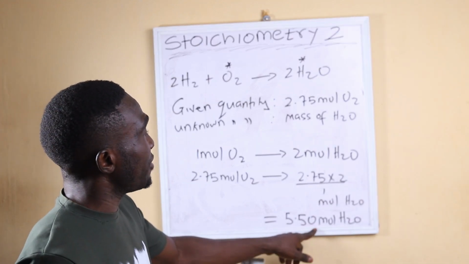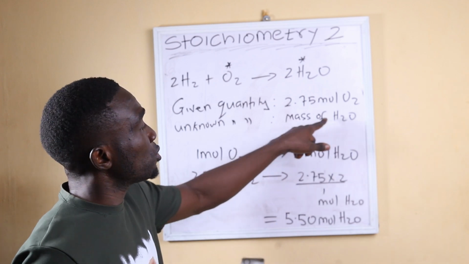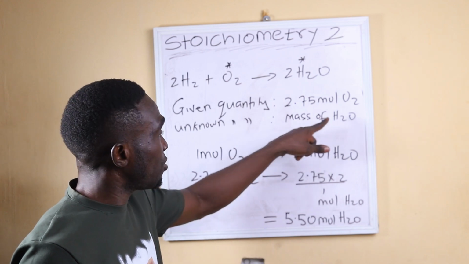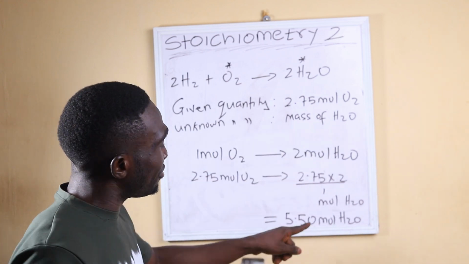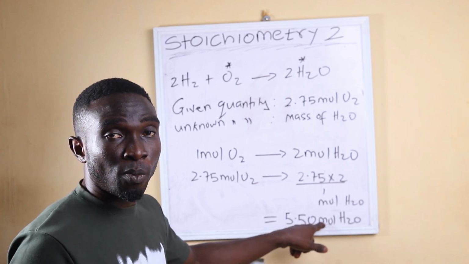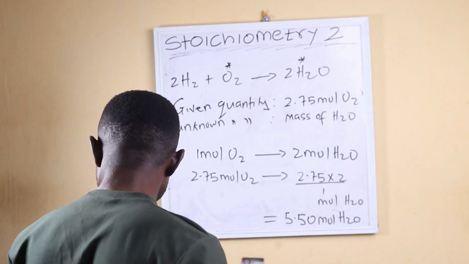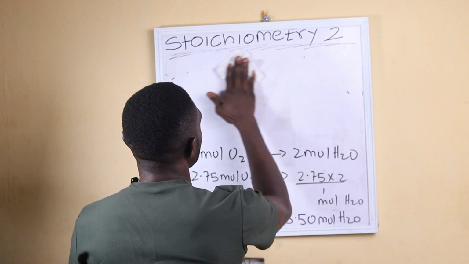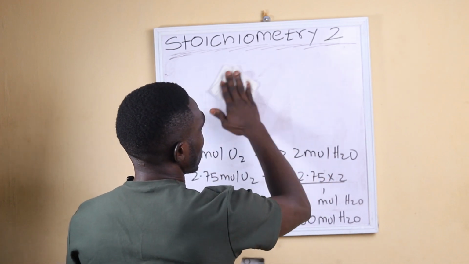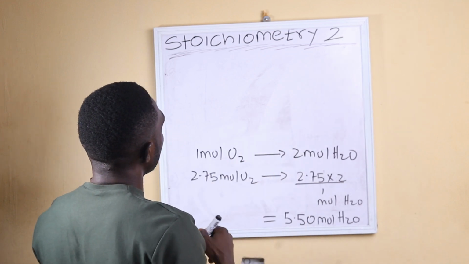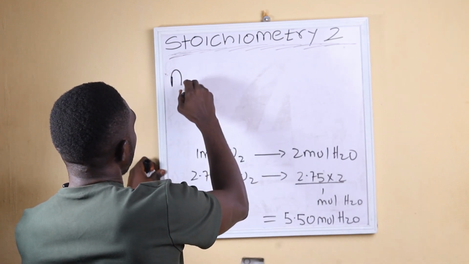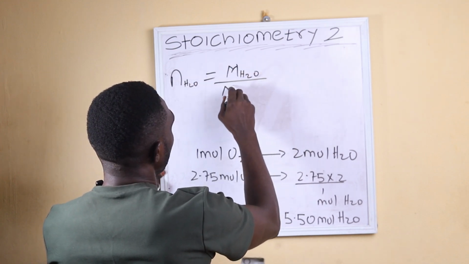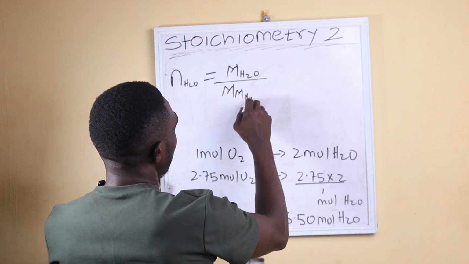This could have been my answer if the question were to be asked how many moles of water. But what's asked here is how many grams, that is the mass of water. So what I'm going to do here is convert the moles of water to mass of water. So this is how to do it. Now, number of moles of water is equal to mass of water over the molar mass of water.